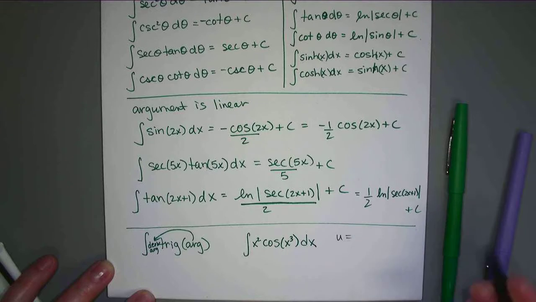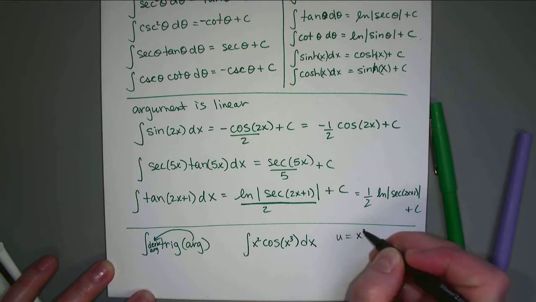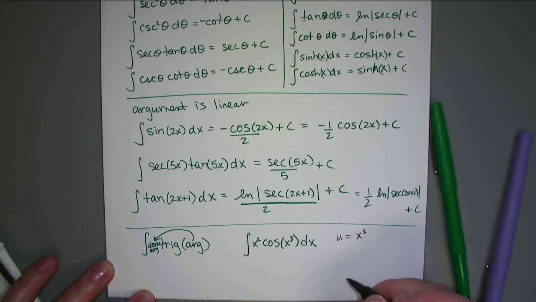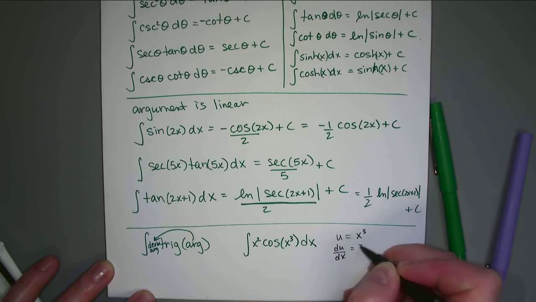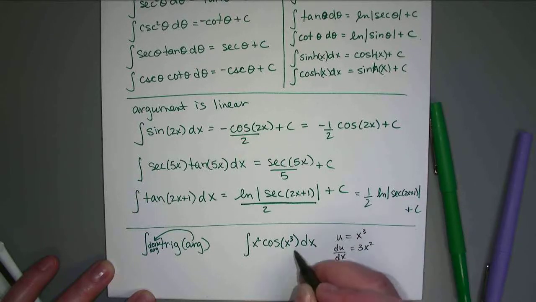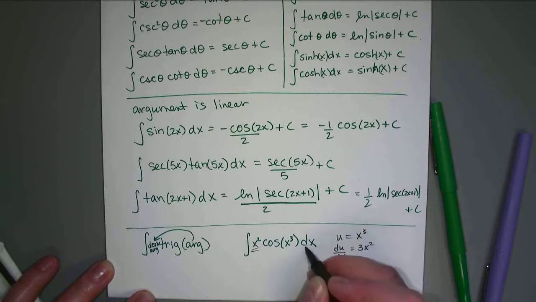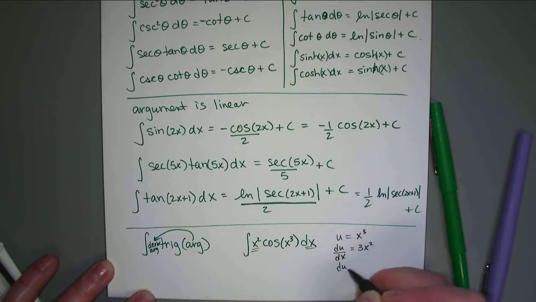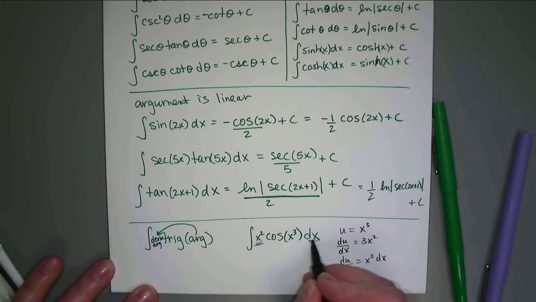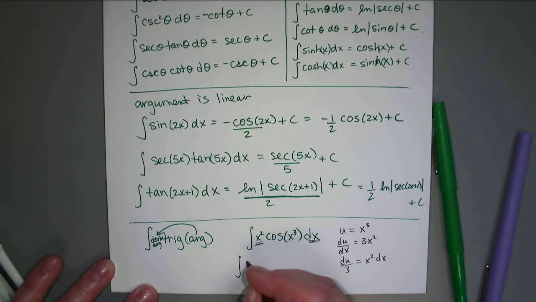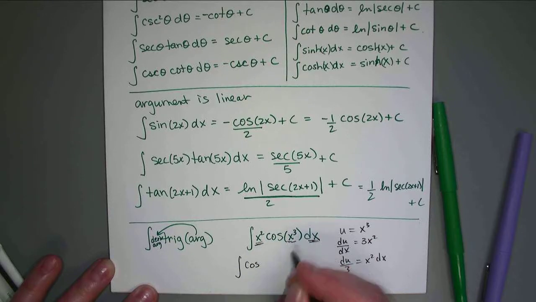So we would let u be x cubed, the argument. The derivative is 3x squared. There's an x squared. So rearrange this. And we rewrite the cos first. We called this u. Drop these off, and in their place, du over 3.